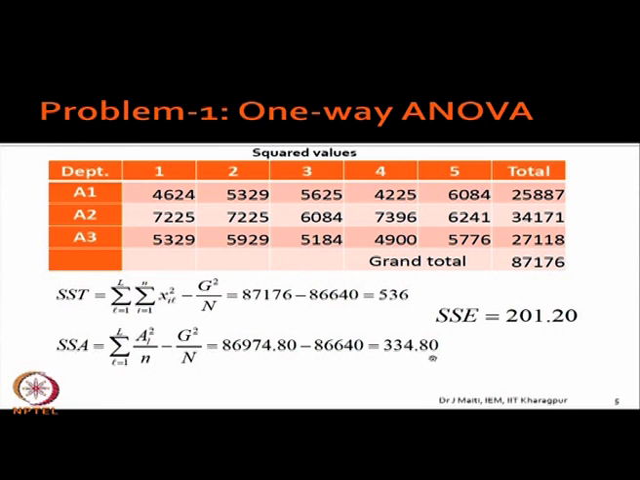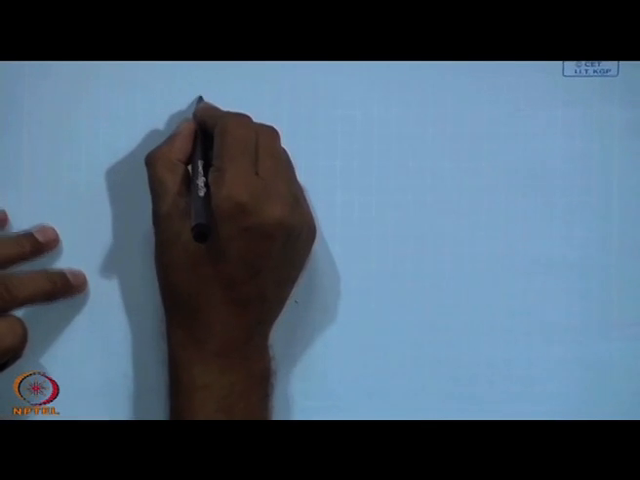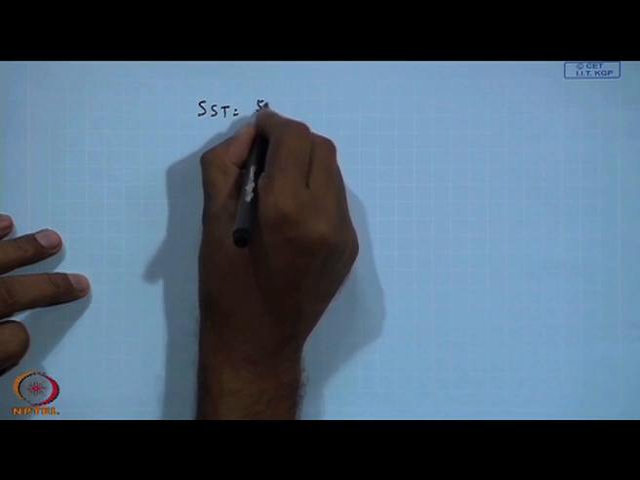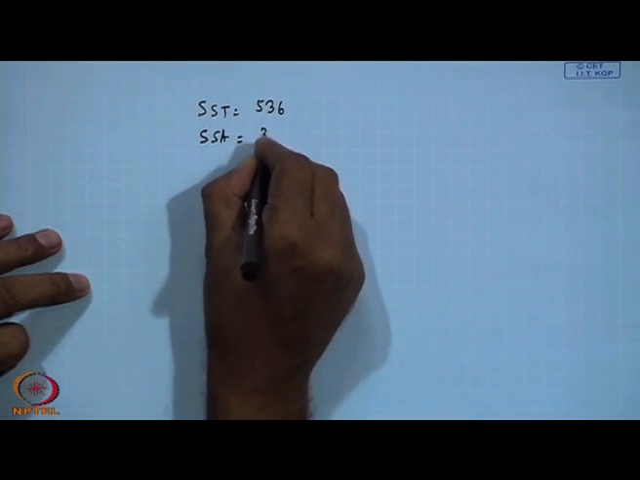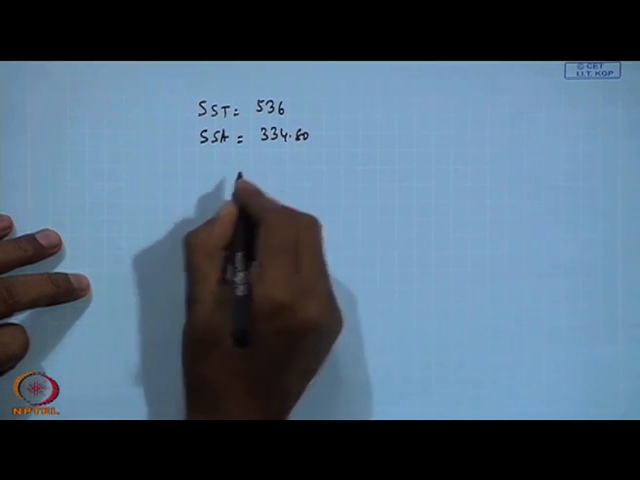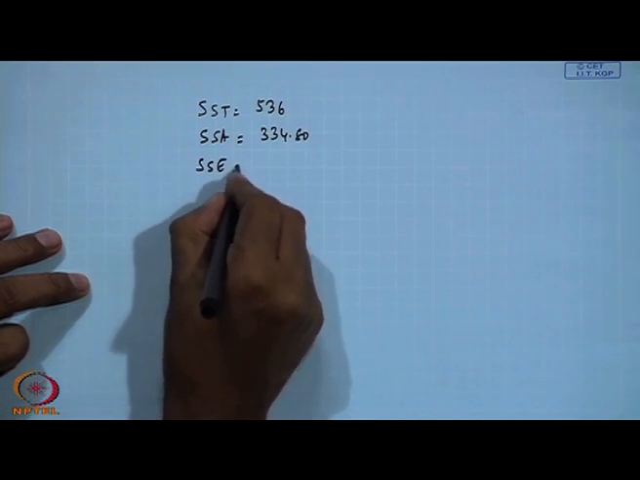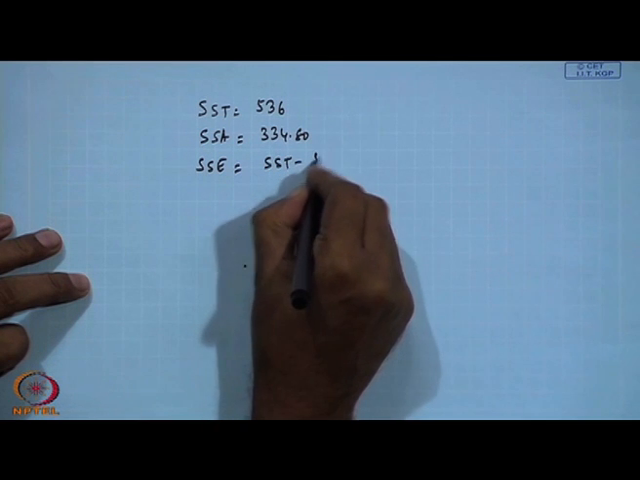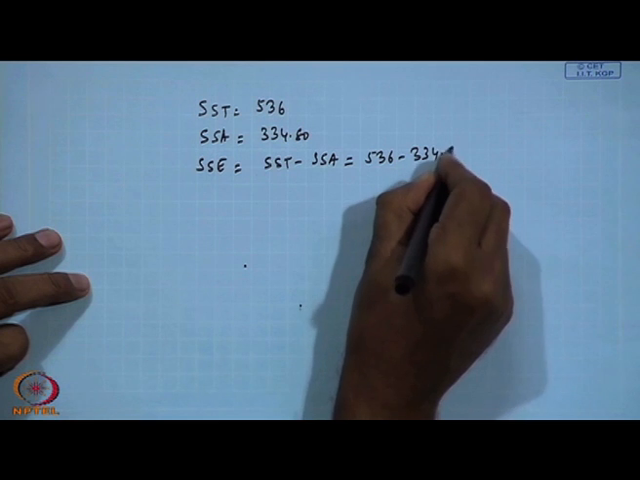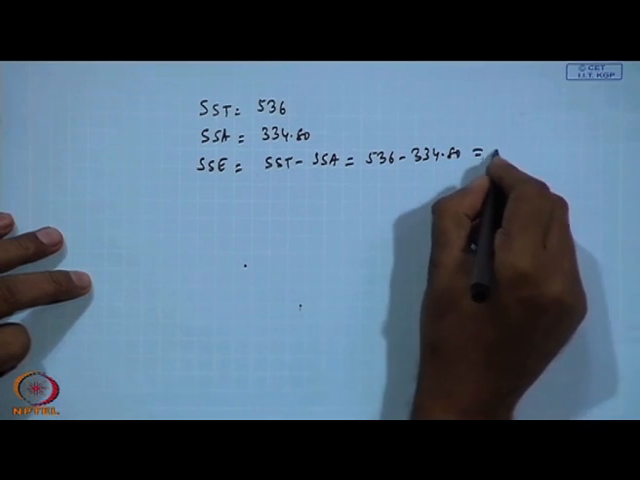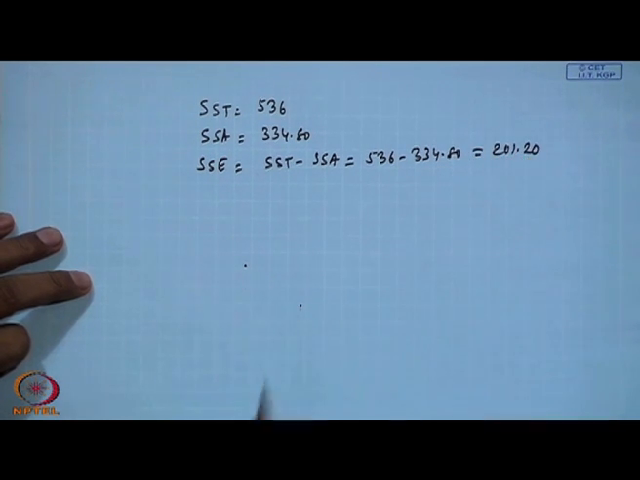So, then what we have got now: SST equal to 536, SSA equal to 334.80, and SSE equal to SST minus SSA, which is 536 minus 334.80, which is 201.20.